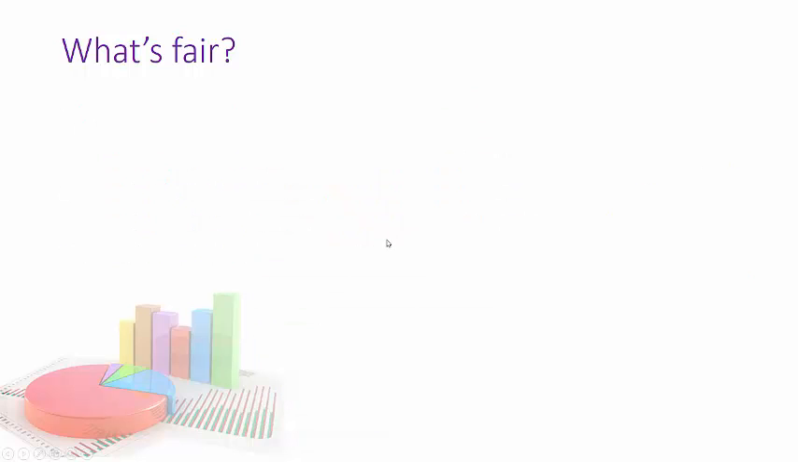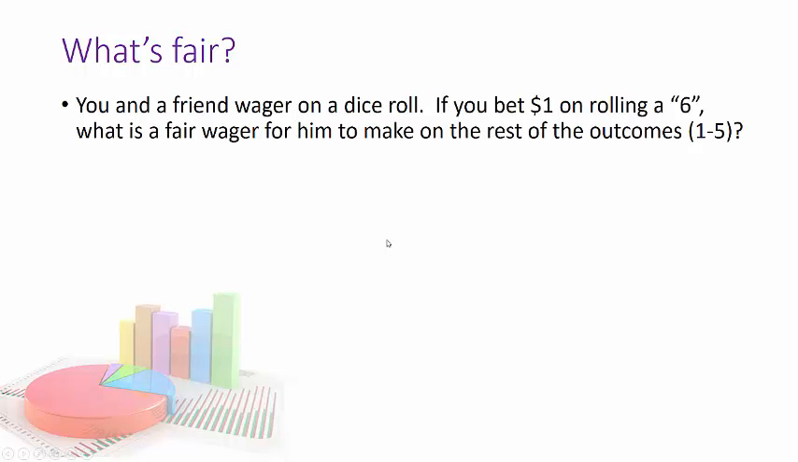All right. So now you and your friend say, hey, let's take it to another level. Let's pull out the dice. And you're feeling lucky, 6 is your good number, and you're going to bet $1 on rolling a 6. And he's going to get the rest of the numbers, so 1 through 5 are for him. What should he be betting to make it fair?